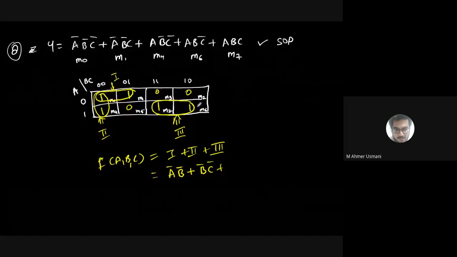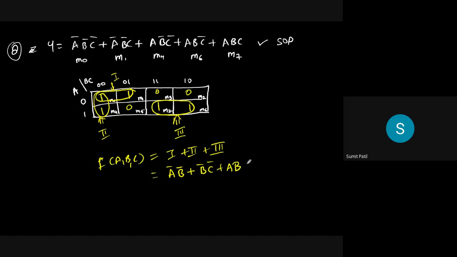So C is changing. So what is there? A and B remain constant and it is remaining as 1. Since both are 1, so यहाँ पे क्या आएगा? It is A and B. So this is what we get as the final answer. Is it clear? Yes, sir. You try to solve this using your Boolean algebra, you'll get exactly the same answer.